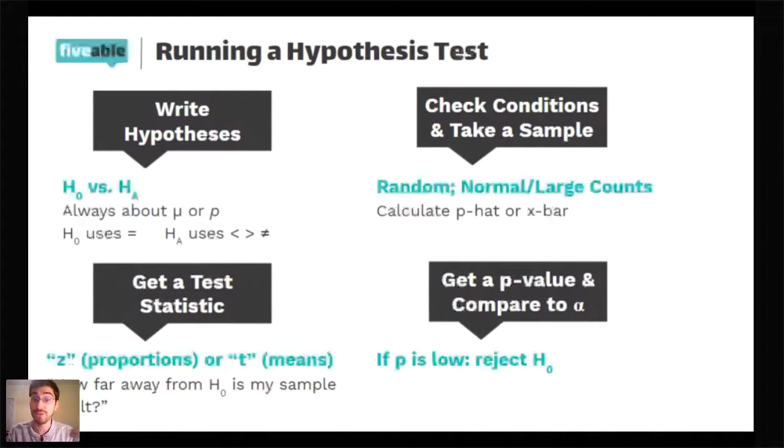And if a p-value is very low, we will reject H0, which means we will have evidence against the null hypothesis. Basically saying, if the p-value is super low, that sample statistic we got is really far away from the null hypothesis, making the null hypothesis really unlikely to be true.